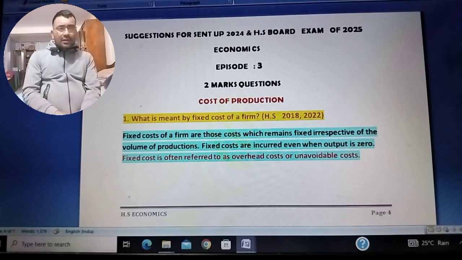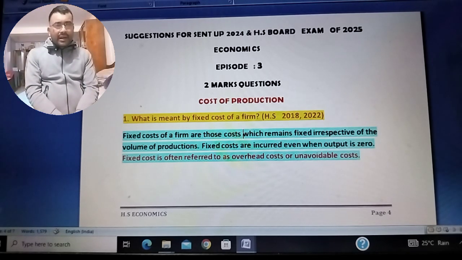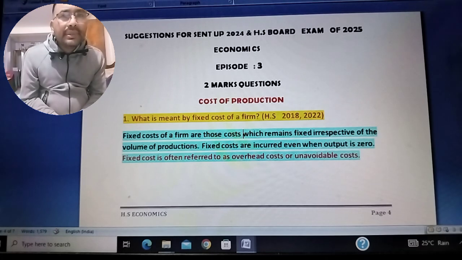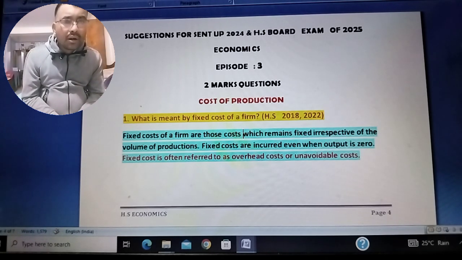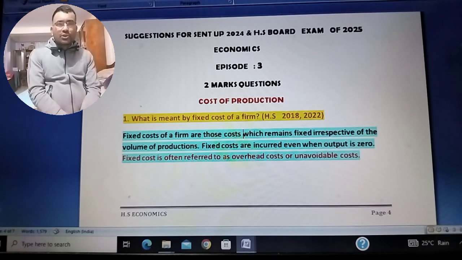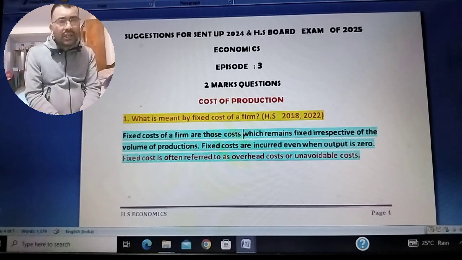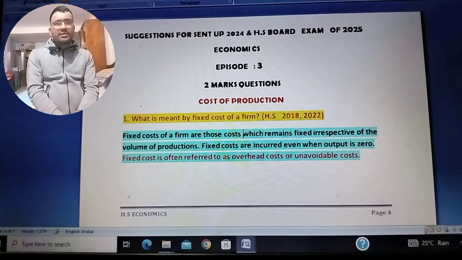Okay. So without wasting time, let's get started. My first question is, what is meant by fixed cost of a firm? Fixed cost of a firm. It was asked in 2018 and it was asked in 2022 also, or it may be known as fixed cost of production also. See, actually there are two factors of production. One is variable and the other is the fixed factors.